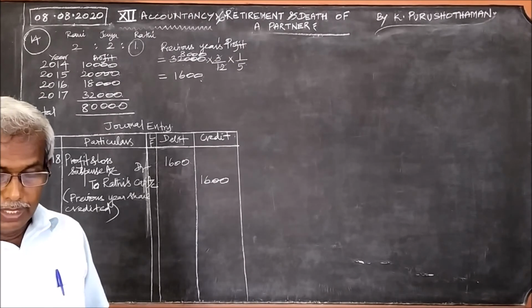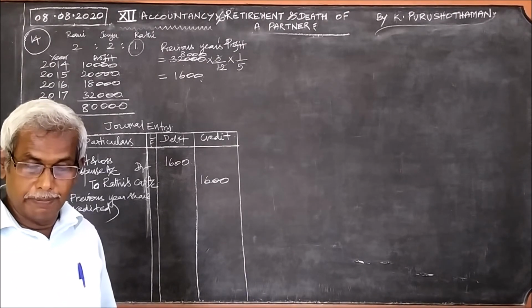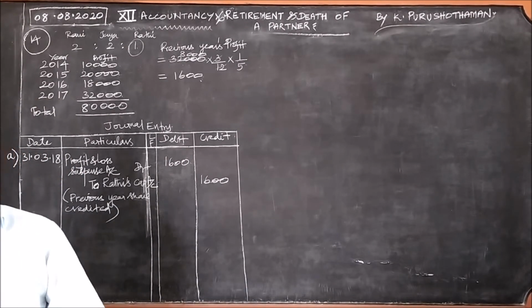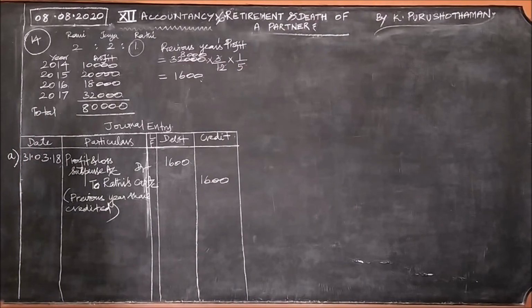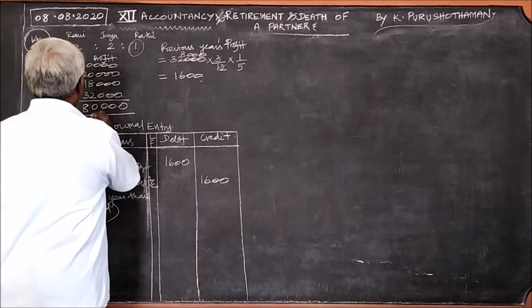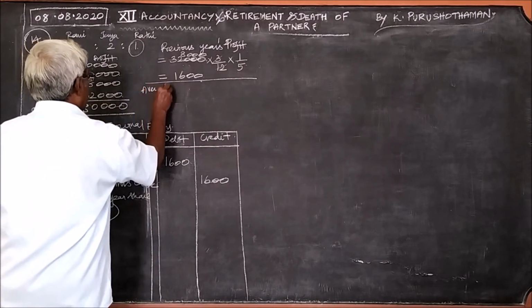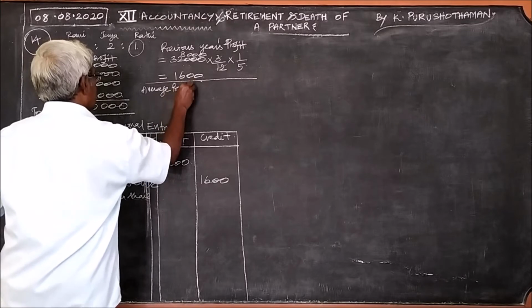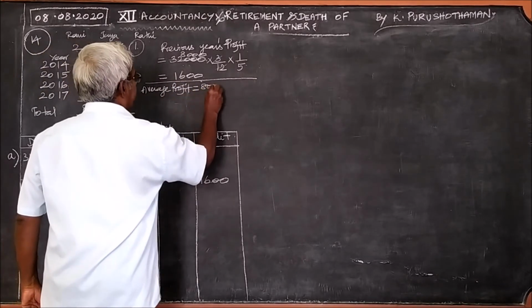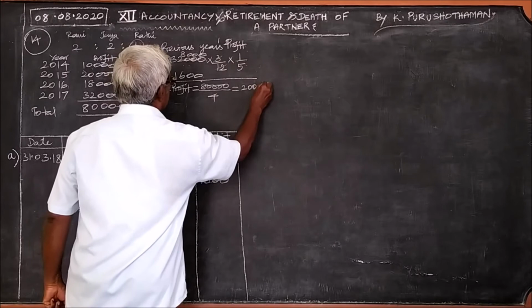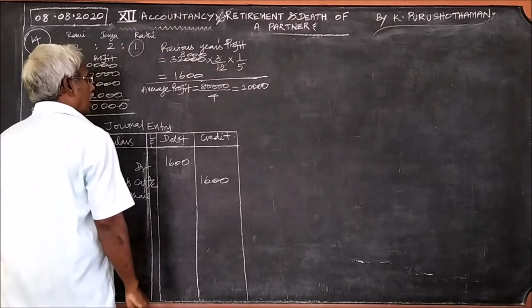Then we pass on to subdivision B of question number 14. Profit is to be distributed on the basis of the average profit of the past 4 years. This is the total 80,000. Then what about the average? Average profit is equal to 80,000 by 4, which is equal to 20,000 average profits.